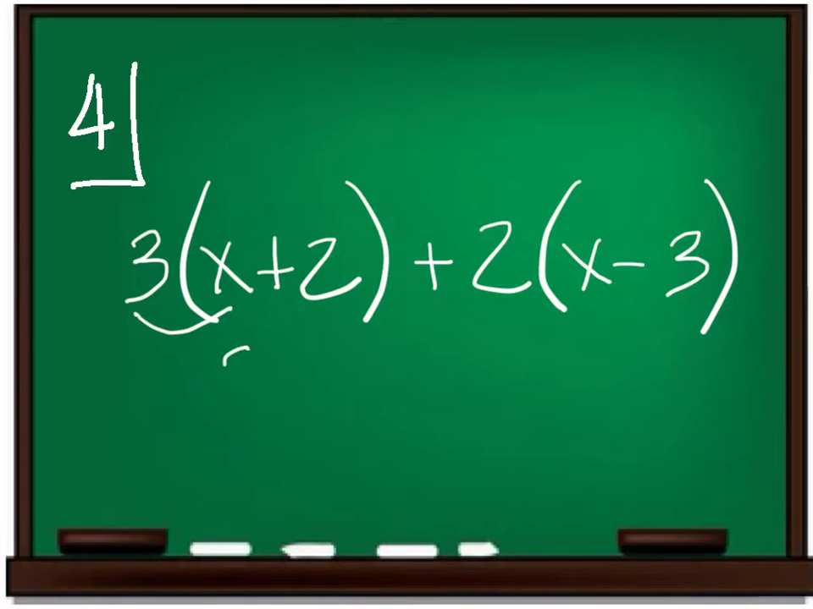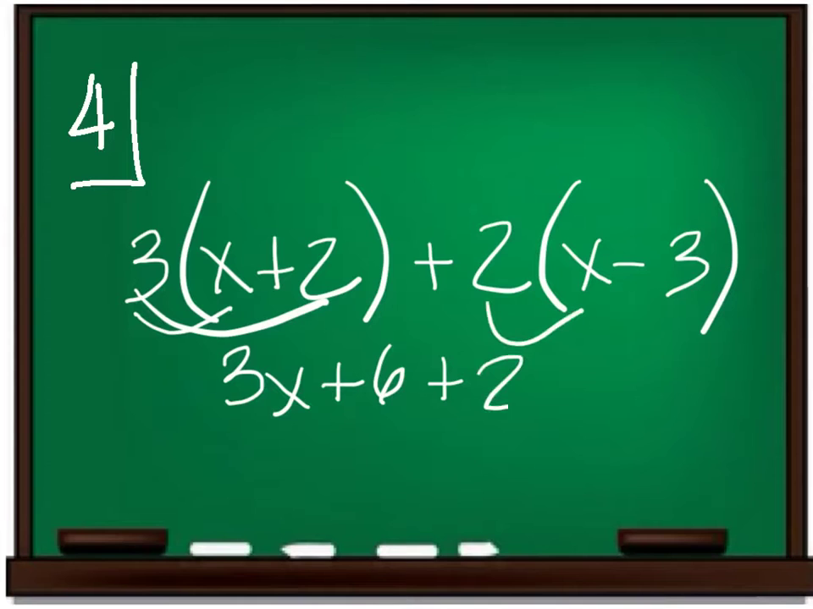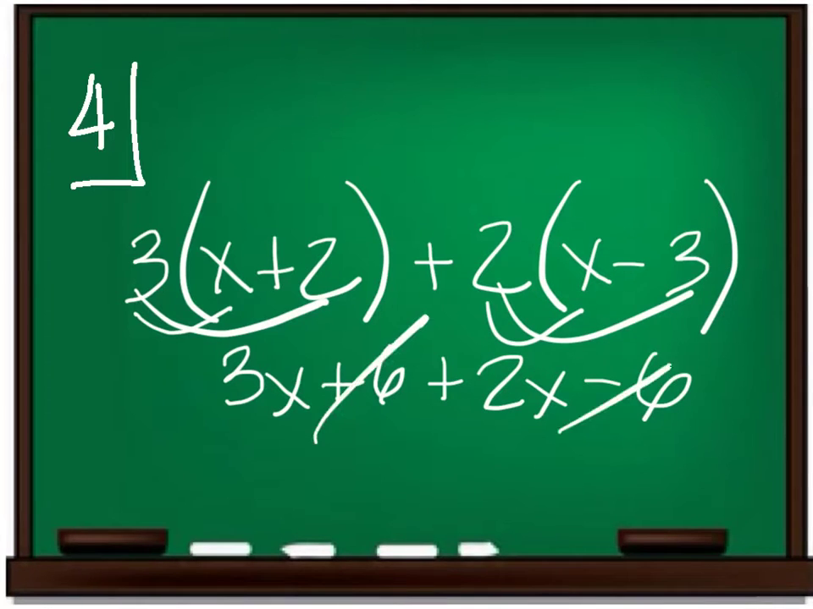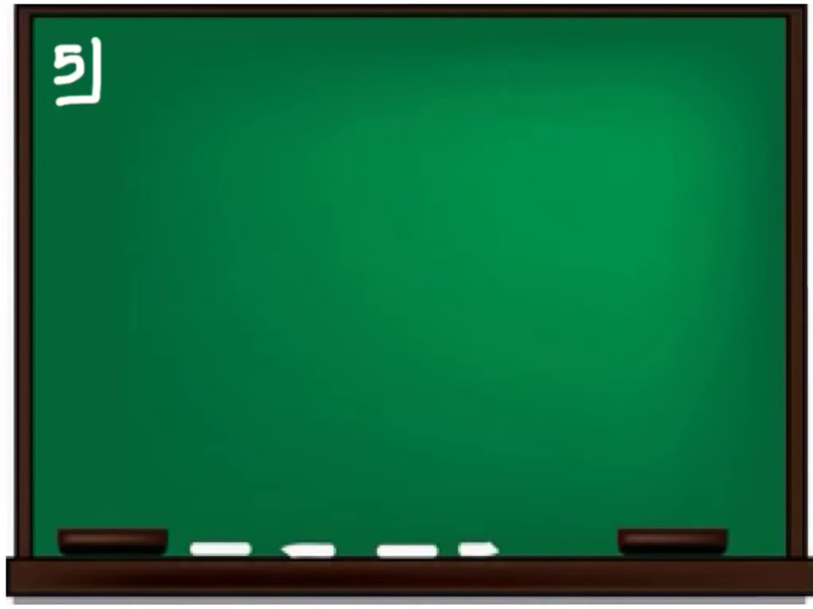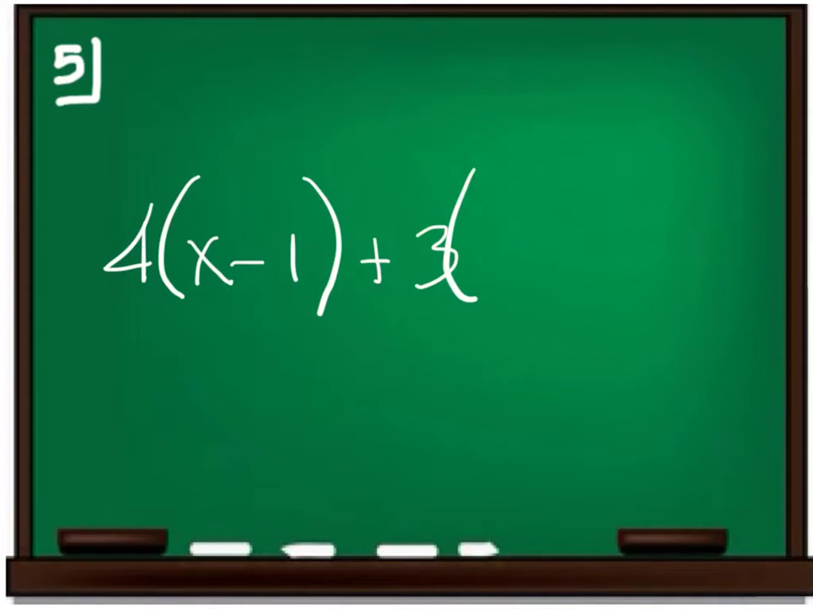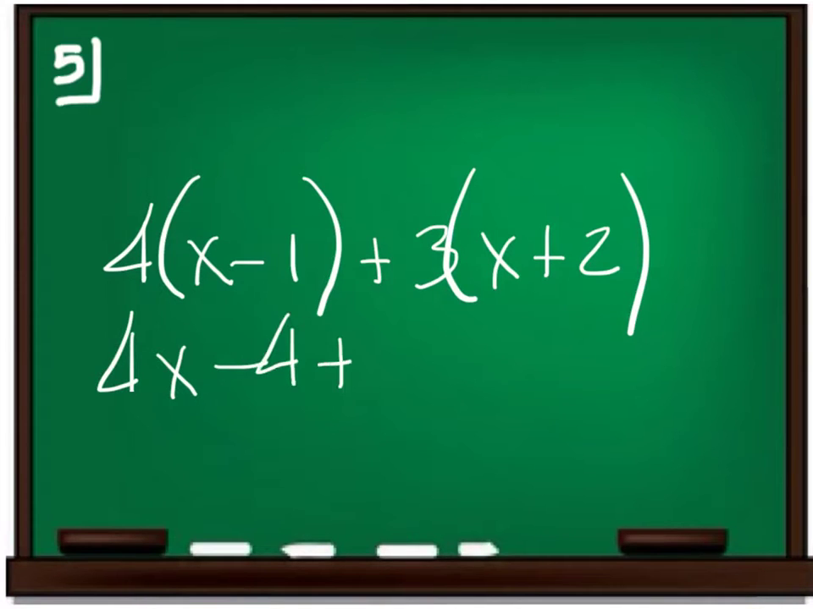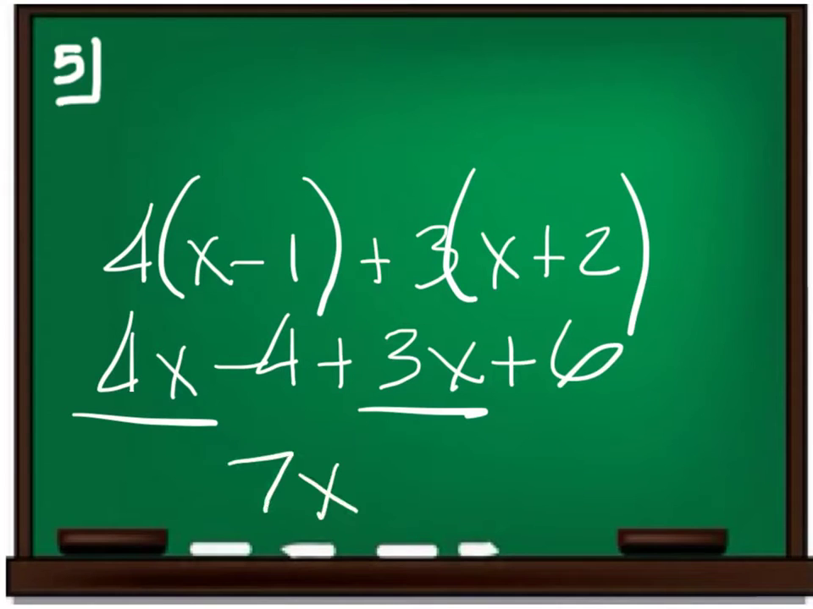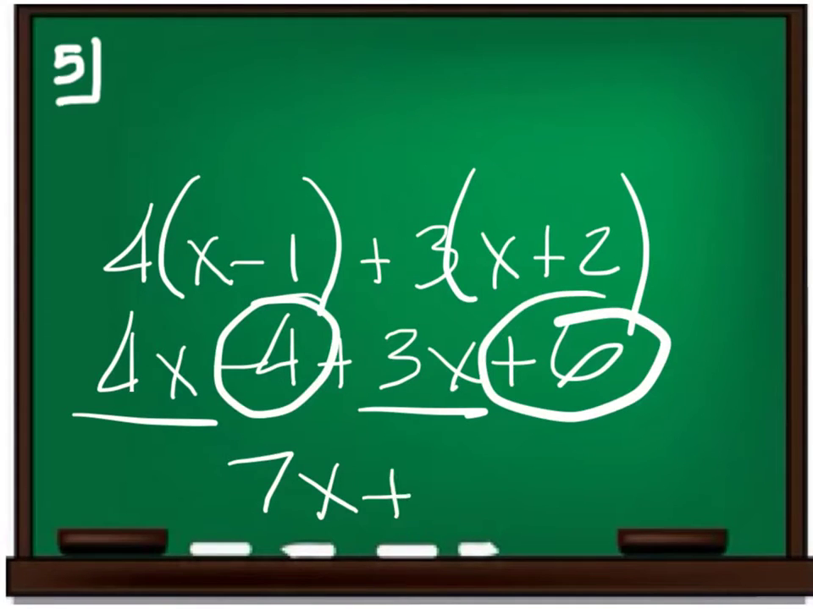Three times x is 3x. 3 times 2 is 6. 2 times x is 2x. 2 times minus 3 is minus 6. These cancel out, and you're left with 5x. You should get 4x minus 4 plus 3x plus 6, 7x plus 2.